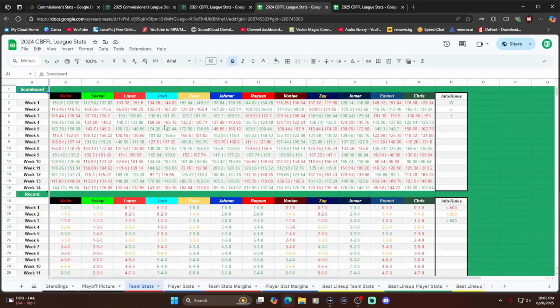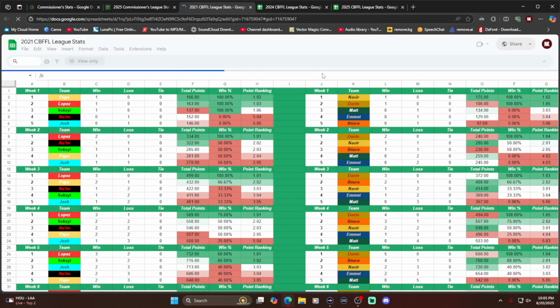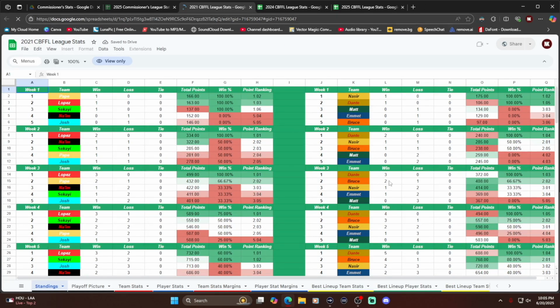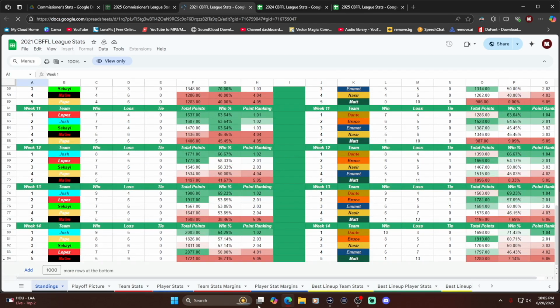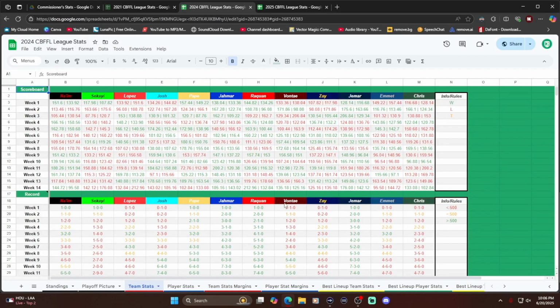Now on to team stats. This is the final sheet we're going to go over, but there's a lot to go over in this stat sheet. And one more thing before I even get to that, there are people who are in the league in 2021. It might look slightly different because there's two sides, but we had conferences in the previous league. So if you're from 2021, this is what it looks like. If you're the founding five, this is what it looks like. Back to the 2024 stat sheet.